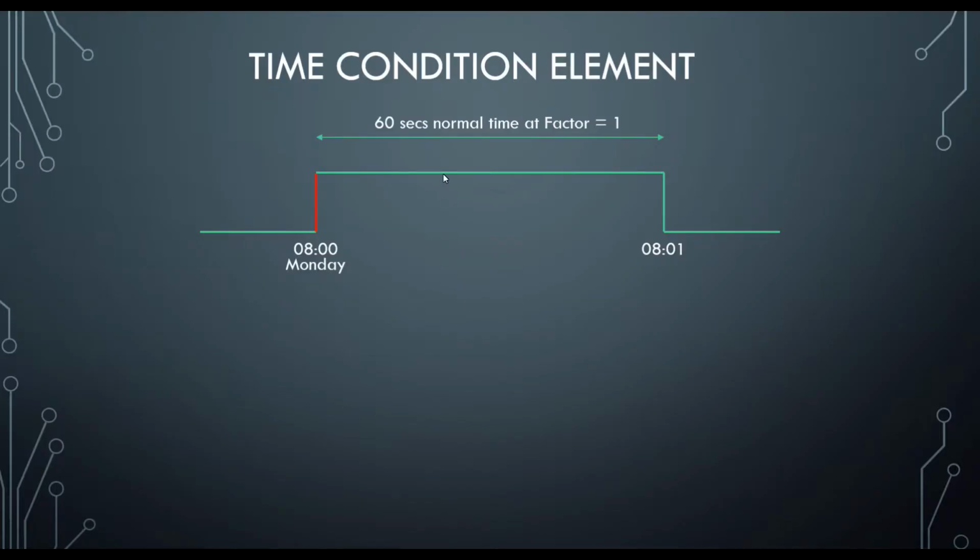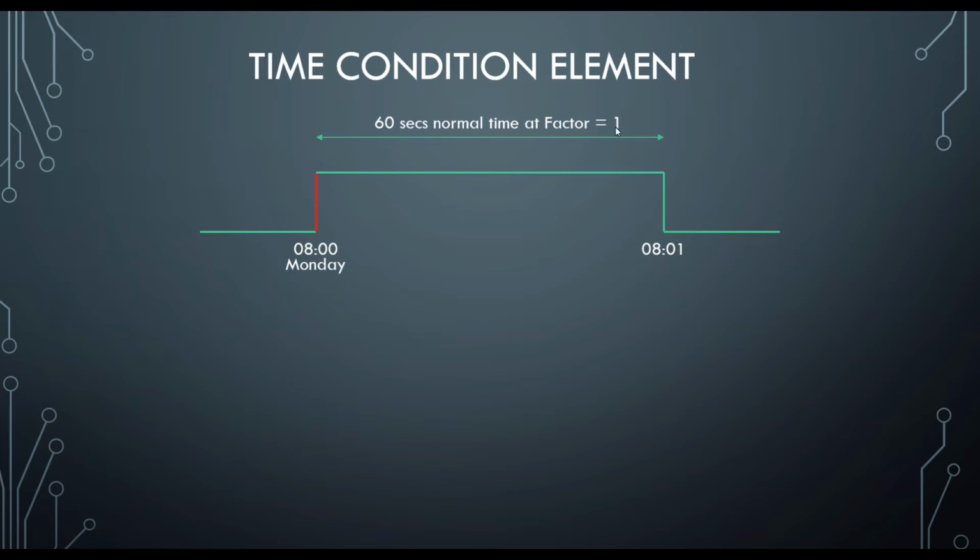So here we're showing the time condition element when it is running at factor 1. The trigger event occurs at precisely 0800 hours on Monday, for example, and then remains active until the iTrain clock reaches 0801. The length of the active state at clock factor 1 is precisely 60 seconds in our normal or real time.